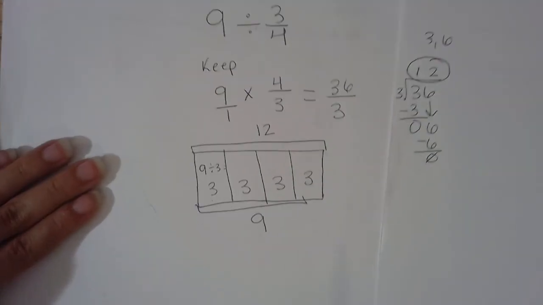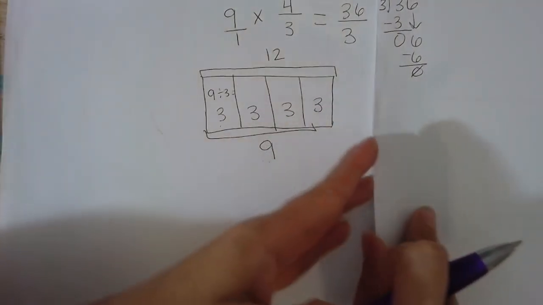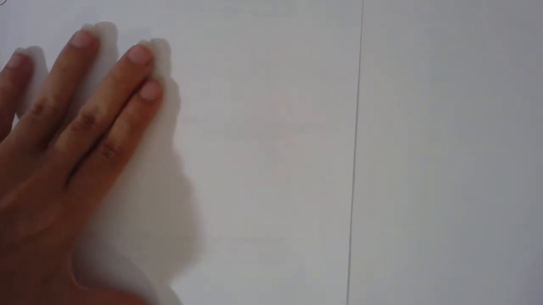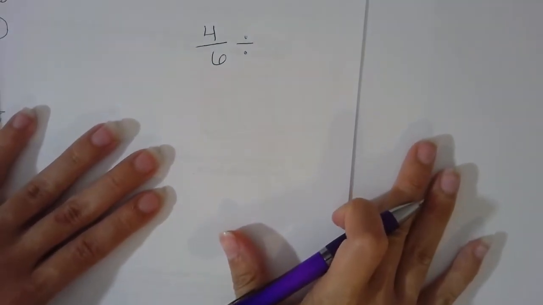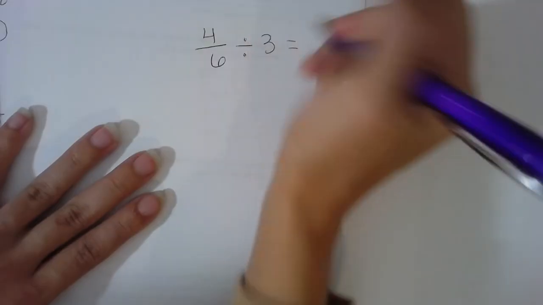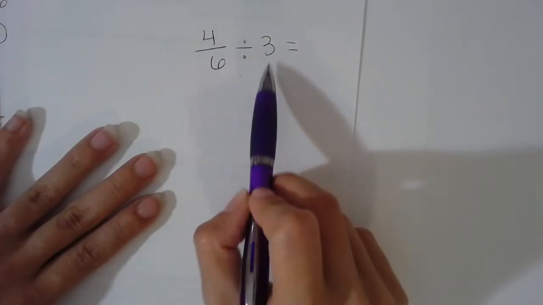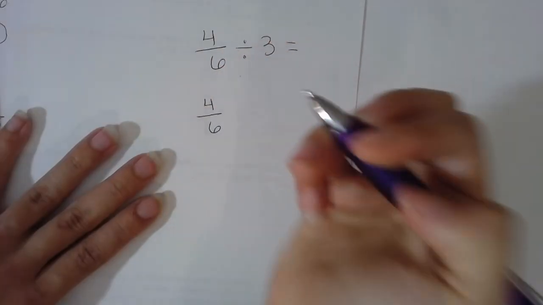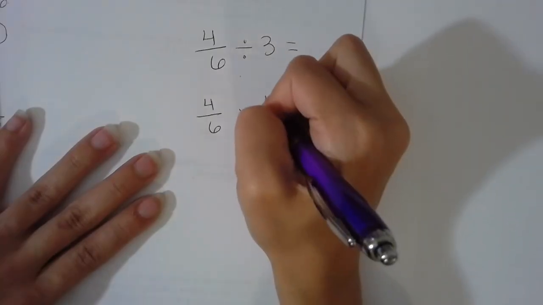The next type of example that we're going to do, we are going to solve a fraction divided by a whole number. So we are going to do 4/6 divided by 3. Again, we are going to solve it mathematically first. Again, we're going to change this to multiplication and multiply by the reciprocal, aka keep, change, flip. So we're going to keep the first value, change it to multiplication. The reciprocal of 3 is 1/3.